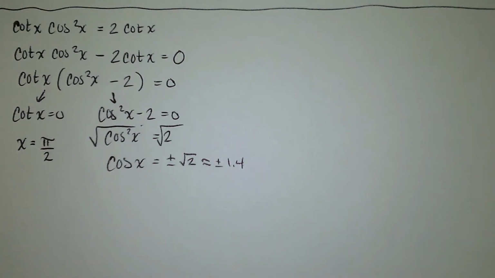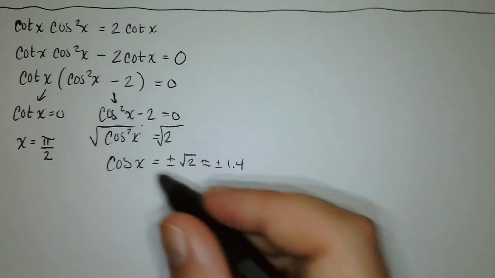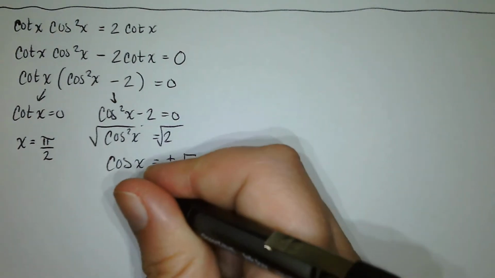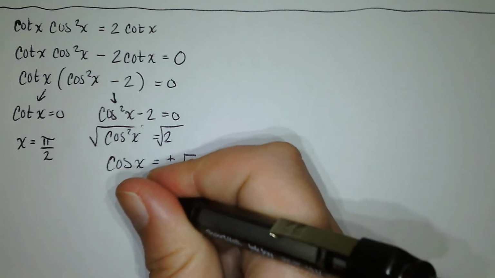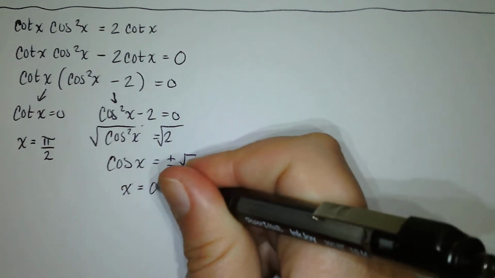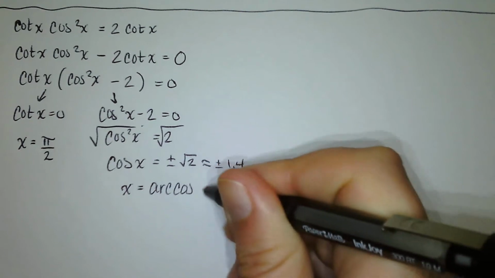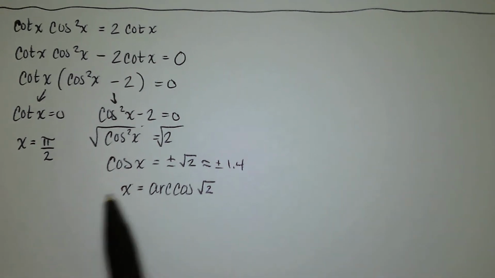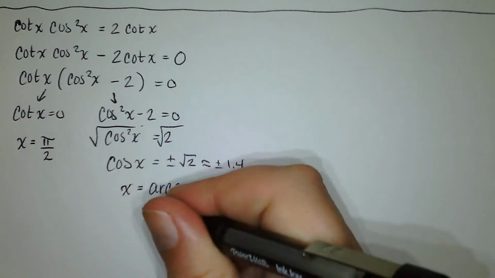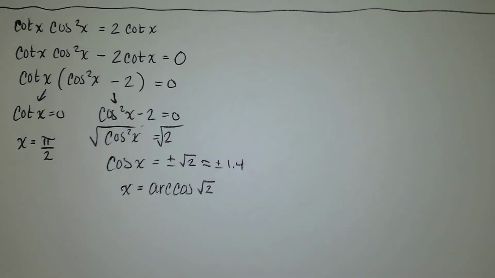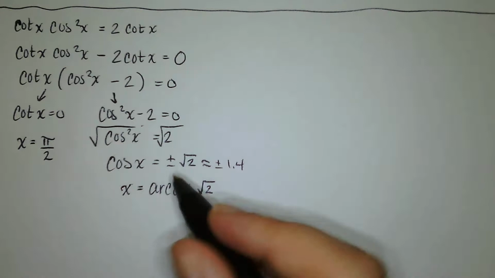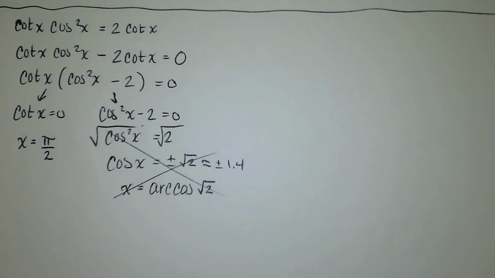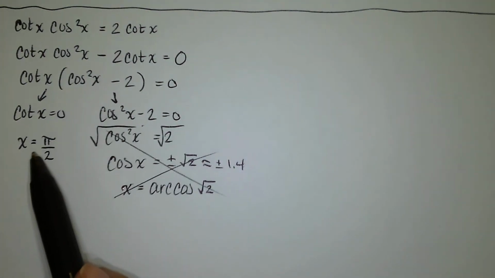If you want to verify that, we could actually solve in another manner. You could actually say, if x equals the arc cosine of square root 2, if you were to type that in, you would get an error because it is outside of the range. So either way, there are no solutions here. So we can actually kind of just ignore that, and this is our only solution.